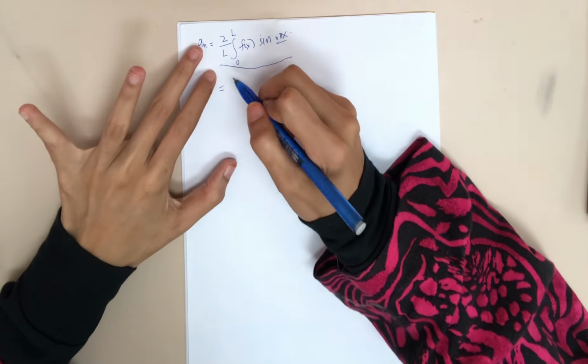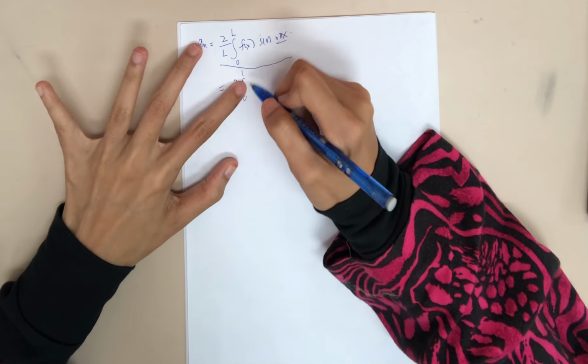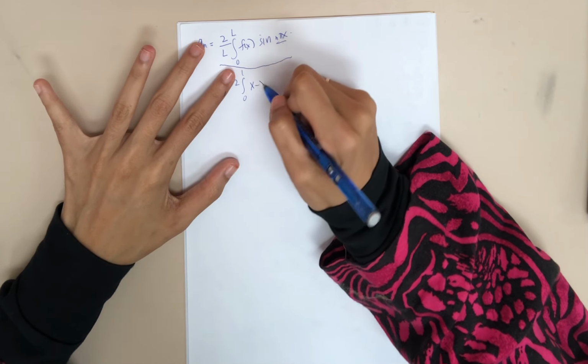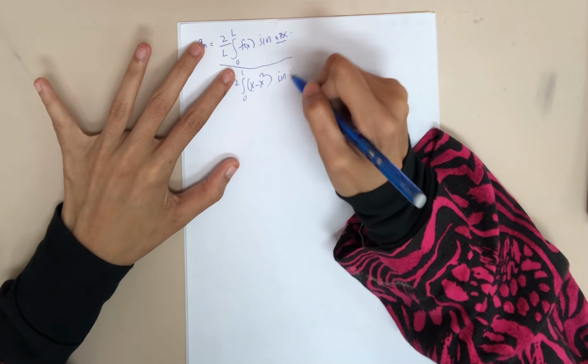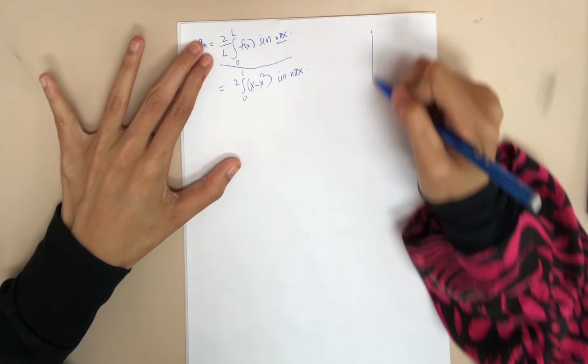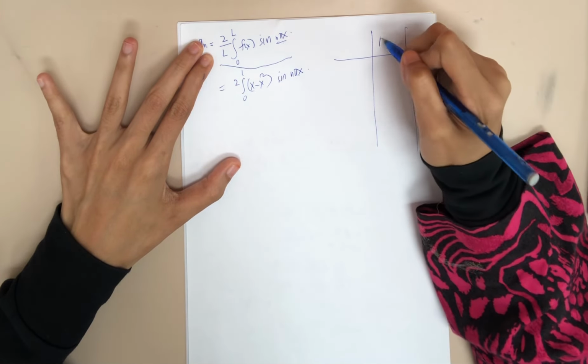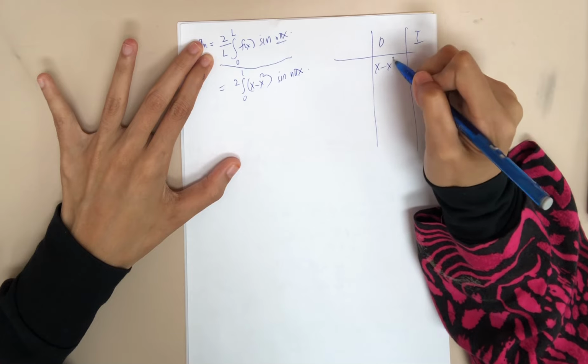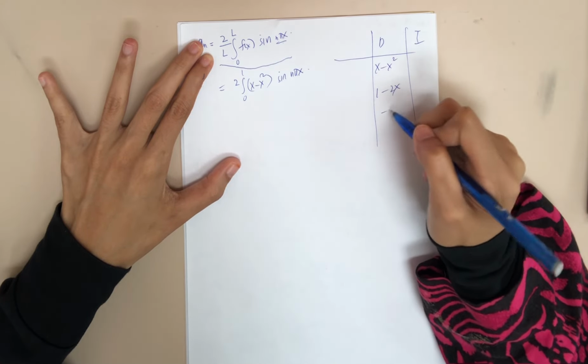So 2 over L is 2 over 1, integral from 0 to 1. The fx here, just now, is x minus x squared, and then you have sin n pi x. So you do the tabular method again here. So they have x minus x squared, 1 minus 2x, negative 2, 0.